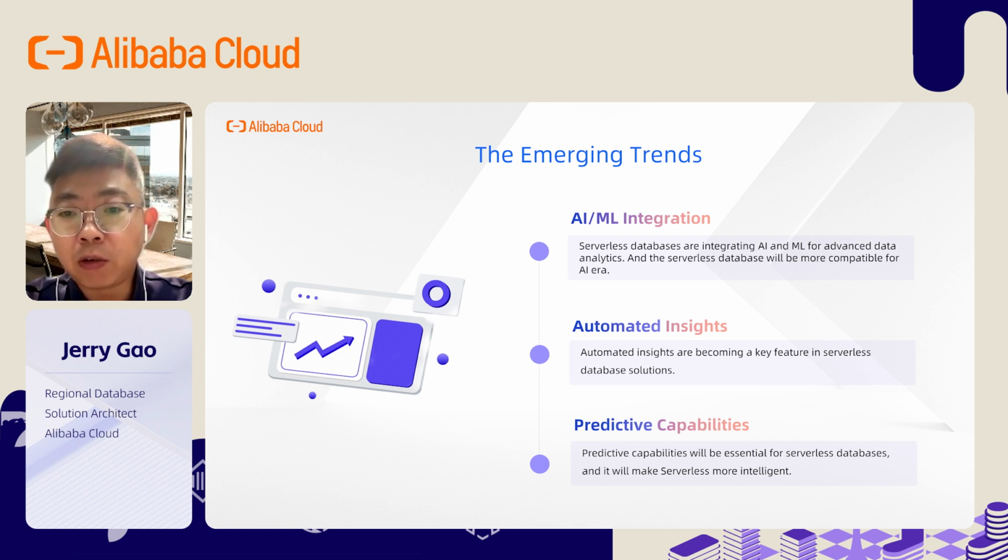We know we are in the AI era, right? Serverless databases are also integrating AI and machine learning technologies for advanced data processing. And the serverless database will be more compatible with the AI era. The second one, automated insights. It is also becoming a key feature in serverless database solutions. And then the third one, predictive capabilities. Predictive capabilities will be essential for serverless databases, and they will make serverless more intelligent.